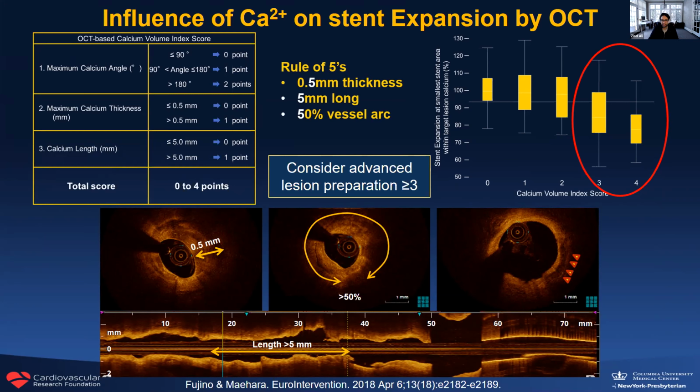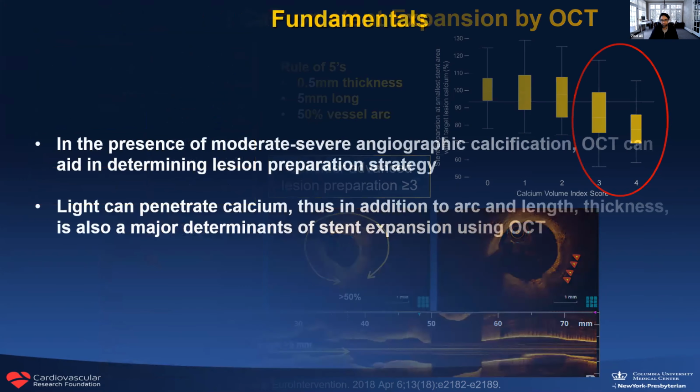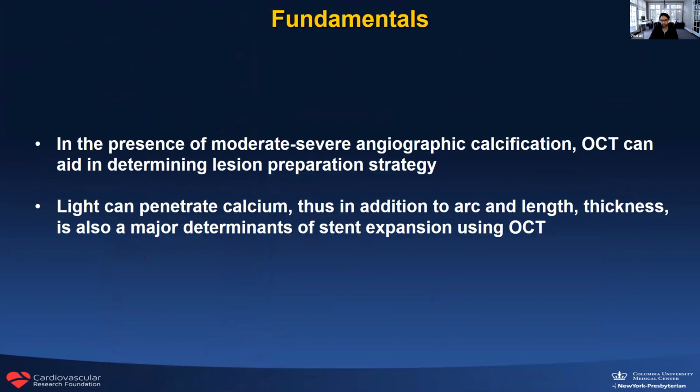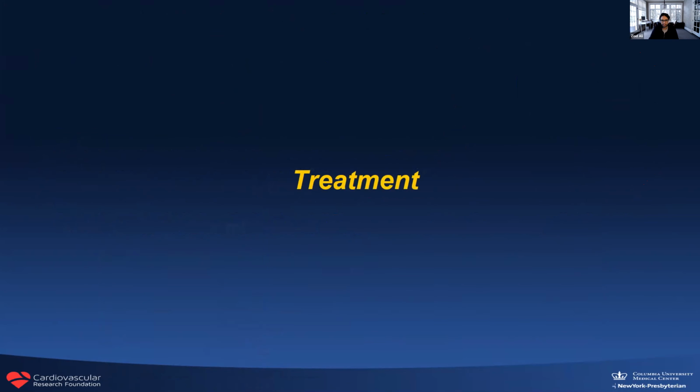We consider advanced lesion preparation when patients have a calcium score of greater than 3. So in the presence of moderate to severe angiographic calcification, OCT can aid in determining lesion preparation strategy. Of course, light can penetrate through calcium, thus in addition to arc and length, thickness is also a major determinant of stent expansion by OCT.